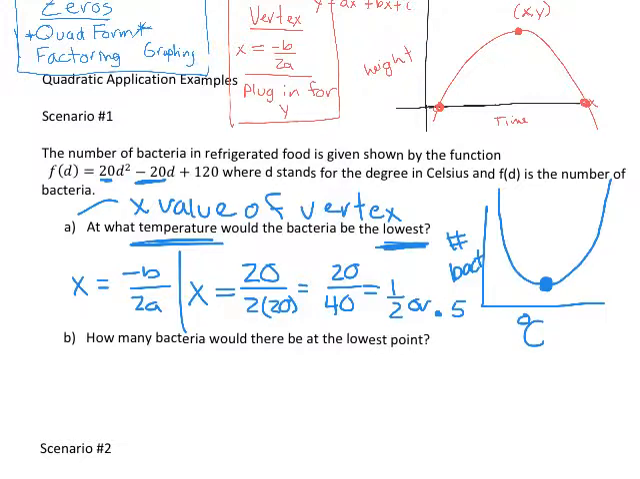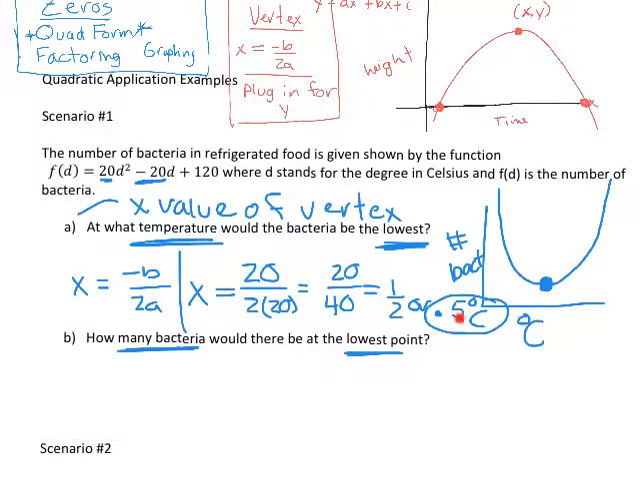So at what temperature? It would be 0.5 degrees Celsius. So at 0.5 degrees Celsius, that's when the bacteria is going to be at its absolute lowest. All right, so let's move to B. It says, how many bacteria would there be at the lowest point? Again, it's saying lowest, so I know I'm going vertex. This time it says how many bacteria. If I look back over to my picture, the number of bacteria is up here on the y-axis. So I know I'm finding the y value of my vertex.